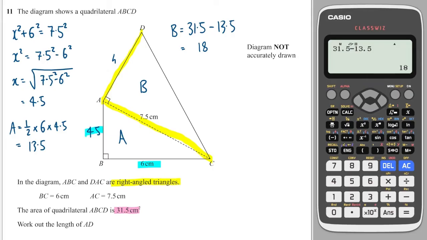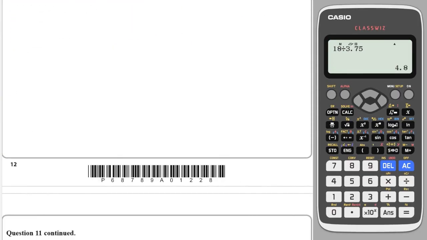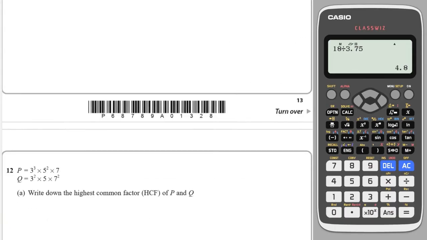Oh, sorry, once I've halved it, because obviously the area 18 is equal to a half times the base times the height. So a half of 7.5 is 3.75, so 18 is equal to 3.75 times H. So H is equal to 18 divided by 3.75. And that gives me 4.8. A good question that, and that was worth a whopping 6 marks. Very nice.